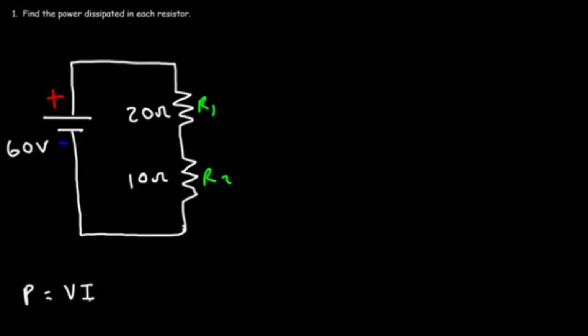Power is equal to voltage times current. It's also equal to the square of the current flowing in a resistor times the resistance. And it's also equal to the square of the voltage across a resistor divided by the resistance.